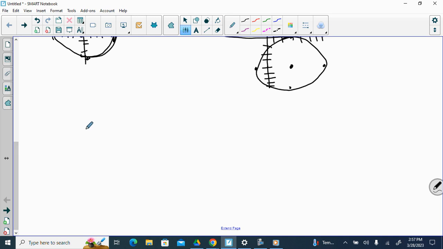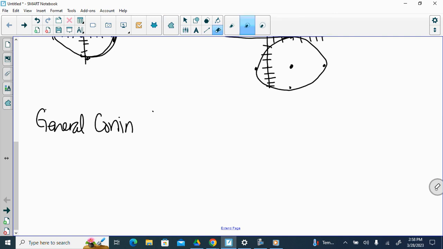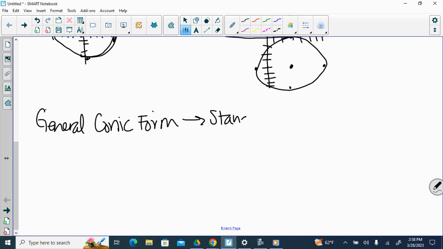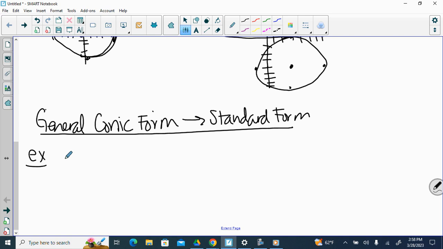And then the next thing is if it's written in what's called general conic form, and we want to put it into standard form. Standard form is the form that we're used to using. If they give it to you in general conic form, you don't have any of the parentheses. So for this, we're going to have to remember our completing the square a little bit. When we complete the square, we always cut the b value in half and then square it. It's been a while since you've seen that. So we're going to do one of the ones from your homework assignment.